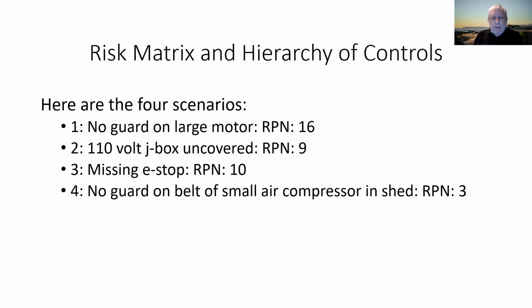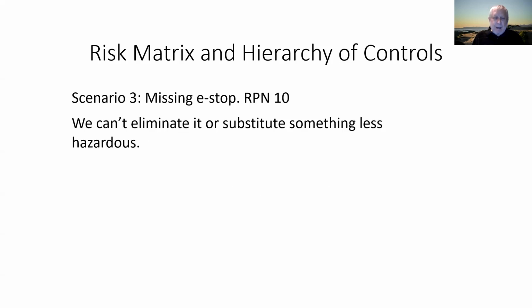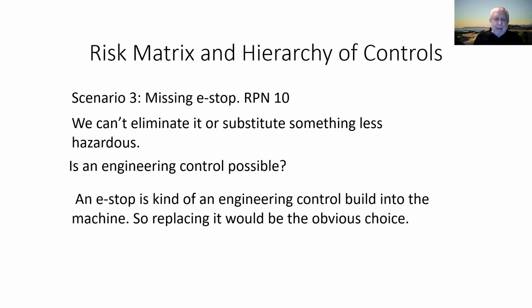All right, here are the other 3 scenarios again. So what's the next one? Scenario number 3, missing the e-stop. Risk priority number is 10. So we can't eliminate or substitute something less hazardous. Is an engineering control possible? Well, an e-stop is kind of an engineering control built into the machine, so replacing it would be the obvious choice.